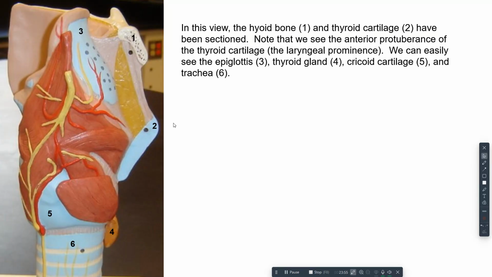So here we've sliced open the hyoid bone. We can see its interior. We see the sliced thyroid cartilage. This is where the laryngeal prominence would be. We see the epiglottis right here sticking up. We see a lot of the musculature of the larynx. We see the thyroid gland cut down here. That's the isthmus of the thyroid gland down there. We see the cricoid cartilage, and we see the trachea and its cartilage right there as well.